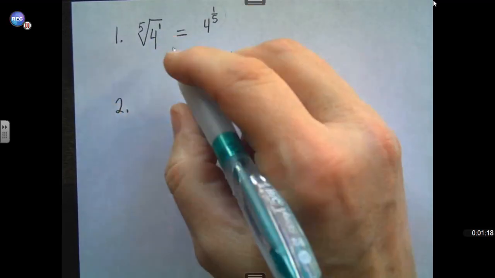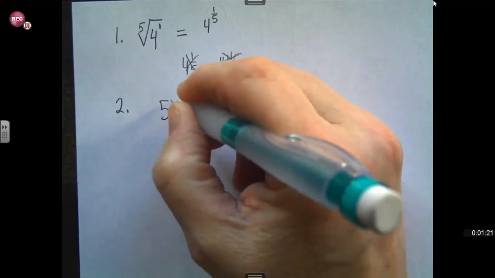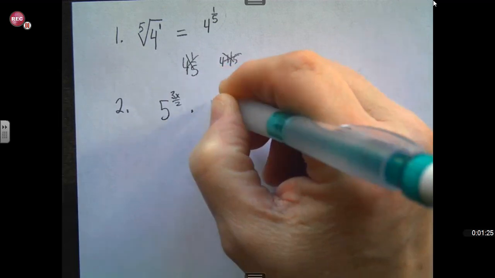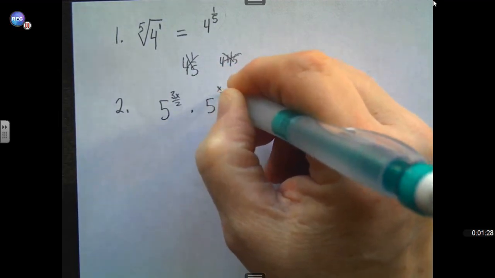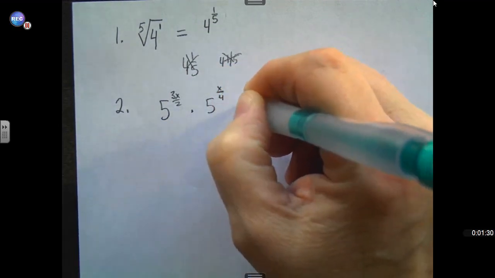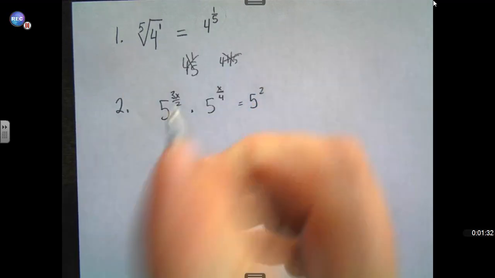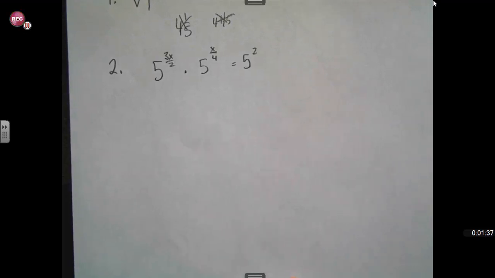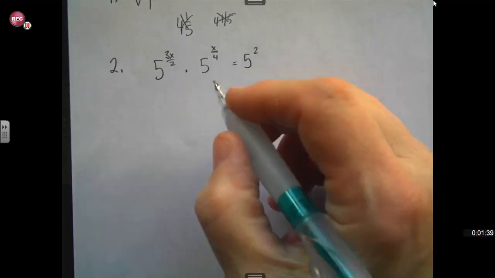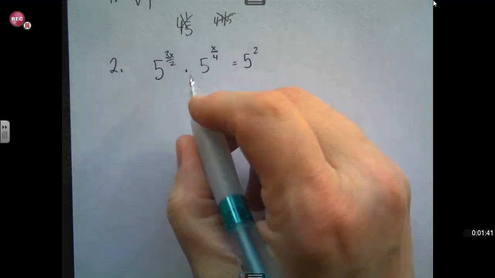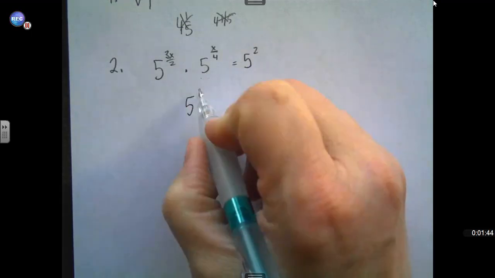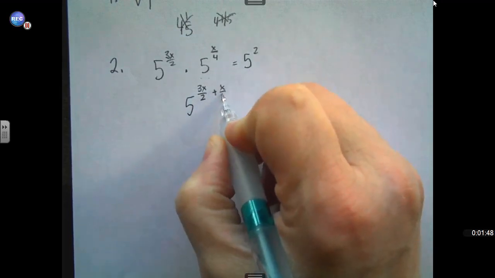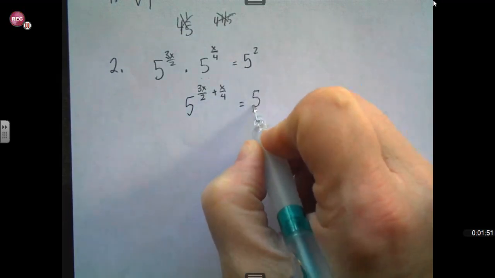Okay. Number 2, we have 5 to the 3x over 2 times 5 to the x over 4 equals 5 to the second. And our bases already match here, so really I can just put these together, and when I put those together, I would add the exponents. 3x over 2 plus x over 4 equals 5 to the second.